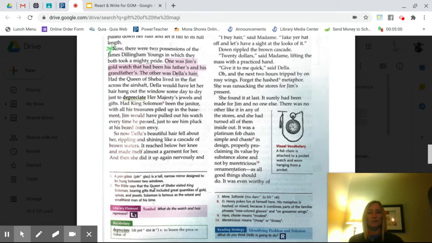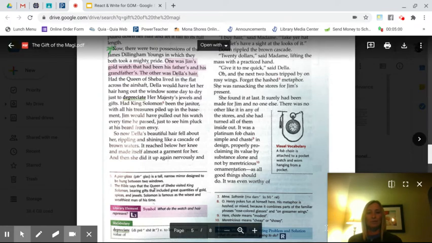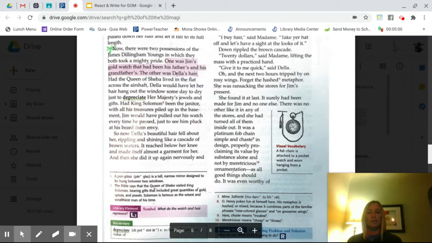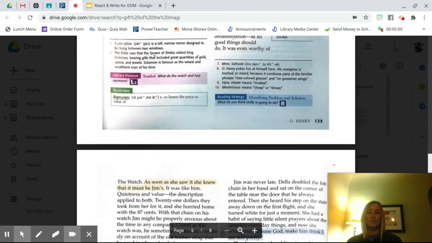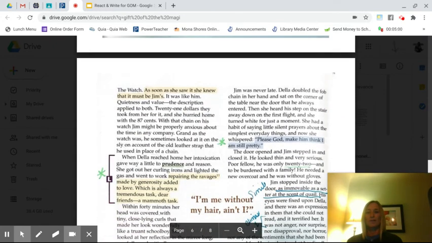It surely had been made for Jim and no one else. There was no other like it in any of the stores, and she had turned all of them inside out. It was a platinum fob chain, simple and chaste in design, properly proclaiming its value by substance alone and not by meretricious ornamentation, as all good things should do. It was even worthy of the watch. As soon as she saw it, she knew that it must be Jim's. It was like him, quietness and value. The description applied to both.